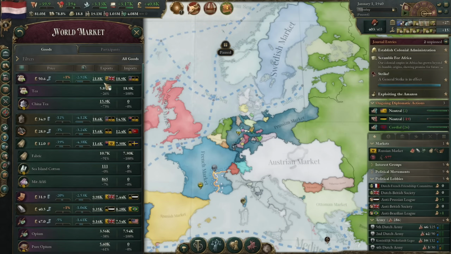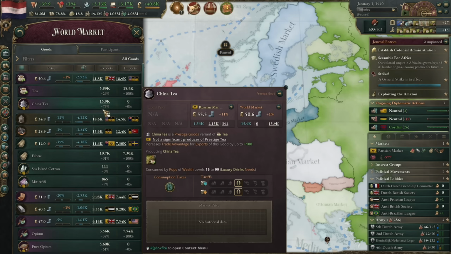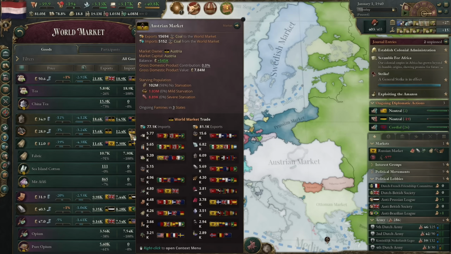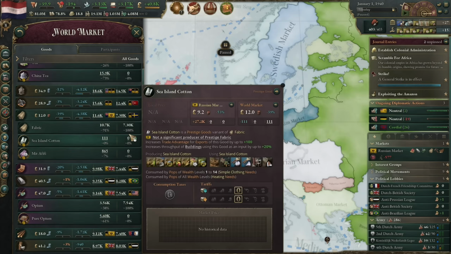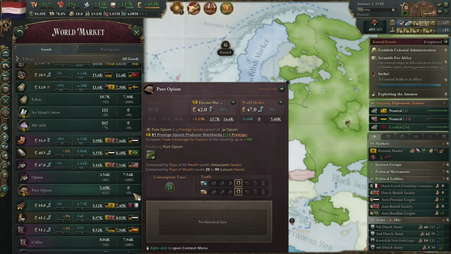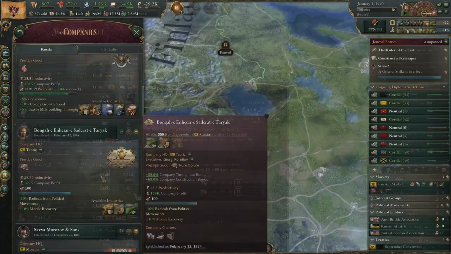The most traded product is actually tea, where China has 73% market share. Oil and coal are second, so you can still expect some important raw resources. And there's some pure opium, which is mostly produced by Russia.